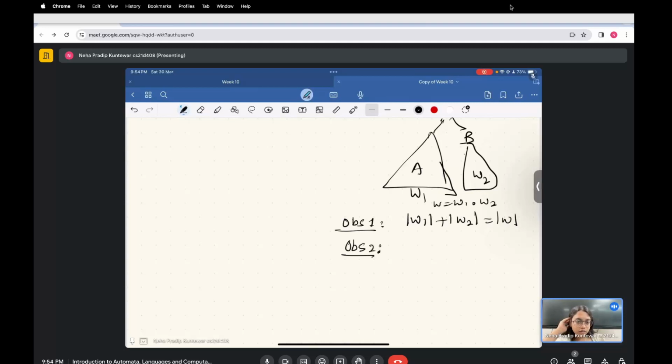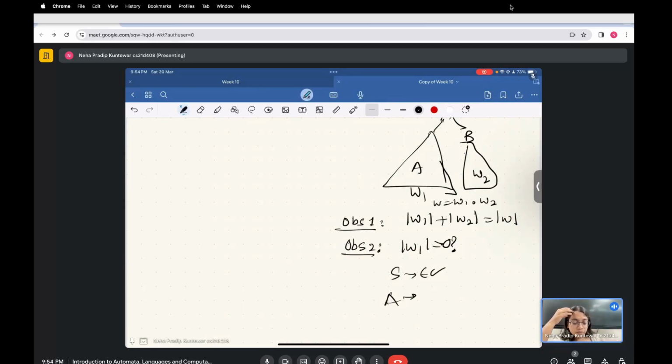Now, is it possible that the length of w1 can be equal to 0? Is this possible? We will use the properties of Chomsky normal form here. We said that S can give epsilon, this is allowed, but A cannot give epsilon, because epsilon productions are not allowed for A. So this is not possible. Hence, we know that length of w1 is greater than 0. Similarly, length of w2 is greater than 0.